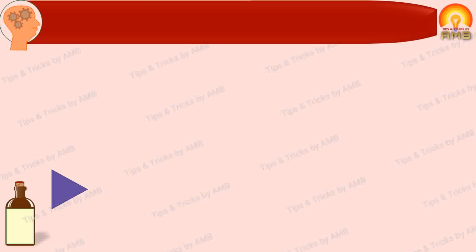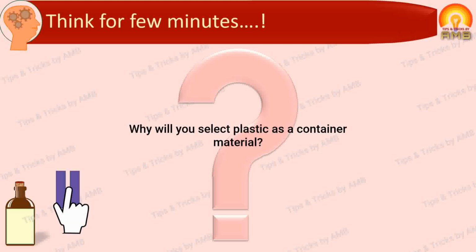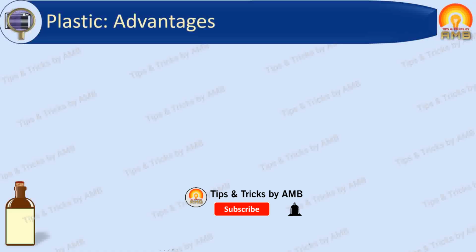Before moving further, let me ask you a question. Why will you select plastic as a container material? Now pause the video, think for a few minutes as per the perspectives we discussed at the start of the video and list the qualities of plastic that you think are responsible for its selection as a packaging or container material. After listing, play the video. You will get the qualities of plastic for its selection as their advantages. So let's discuss these advantages of plastic one by one.